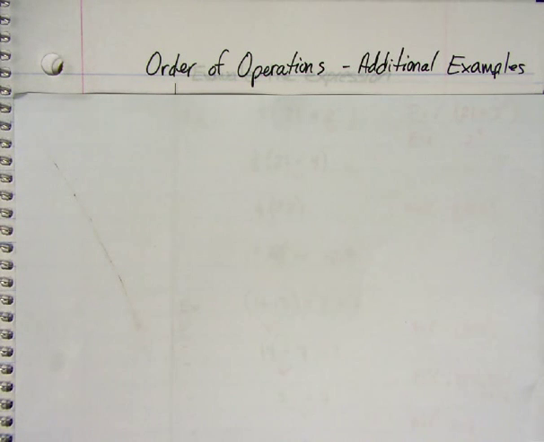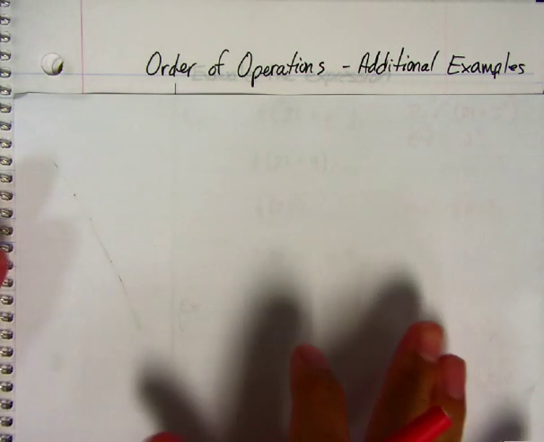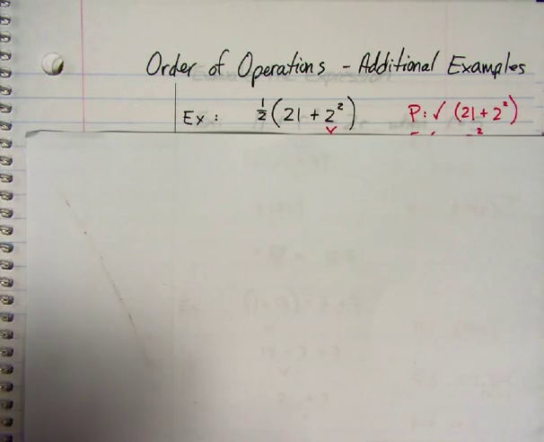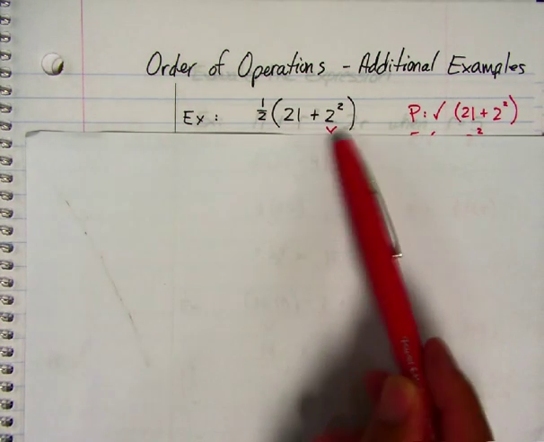Okay, this is just a short video on order of operations, some additional examples in case you didn't understand the lesson the first time around. Let's take a look at this first problem: 1/2 times the quantity 21 plus 2 squared.